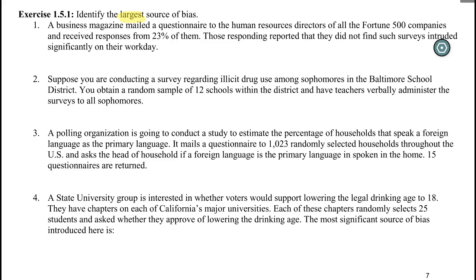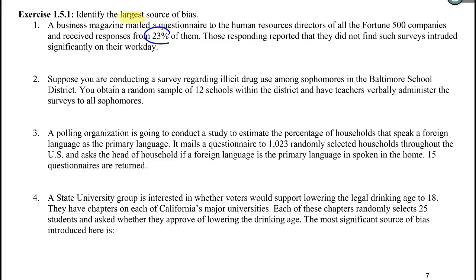So number one, our magazine mailed a questionnaire to HR directors and received responses from 23% of them. Those who responded said they did not find such surveys intruded significantly on their workday. Now, I'll have a lot of students who will sit there and say, well, this is response bias. These people are talking about it not intruding on their workday, and they obviously took time out of their workday to send this thing in.